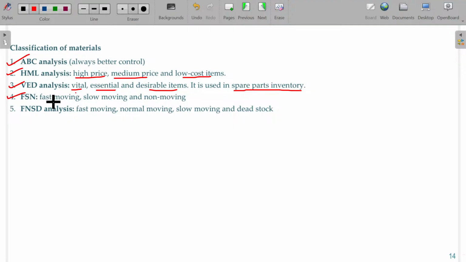And FSN: fast moving, slow moving, and non-moving. And FNSD analysis: fast moving, normal moving, slow moving, and dead stock. Fast moving means goods purchased could immediately be sold or used for manufacturing. That's called fast moving. If it is not moving at all, then it's called dead stock. Hope you'll now be able to understand this. So these are the small theoretical background you need to have clear.